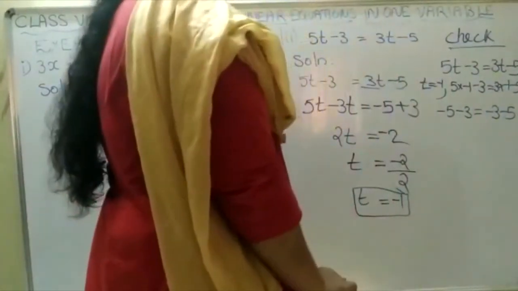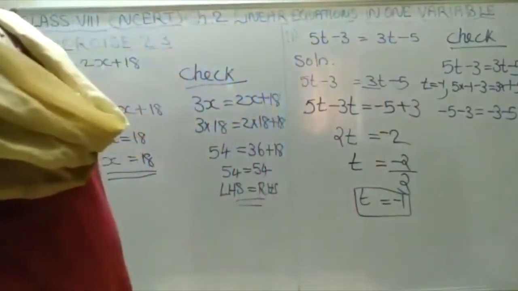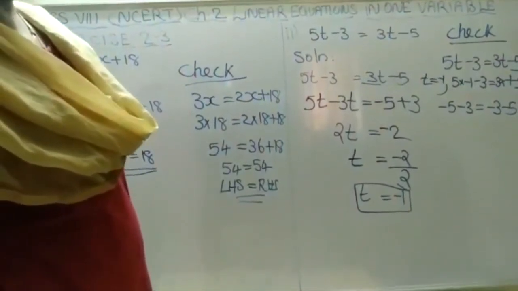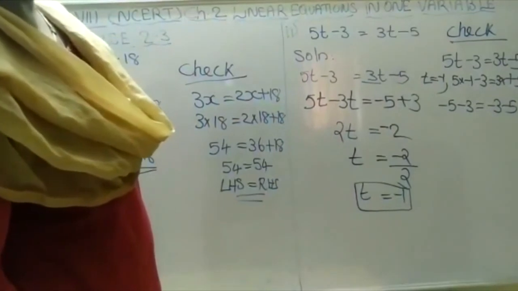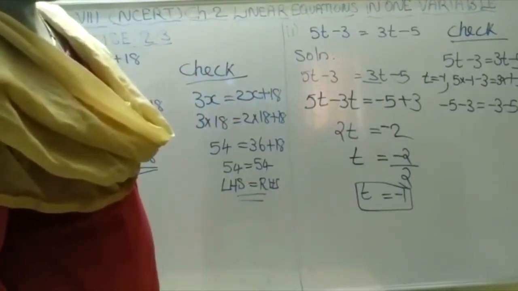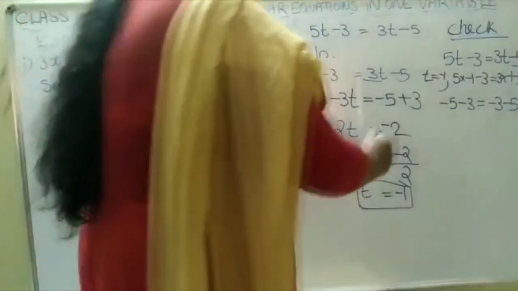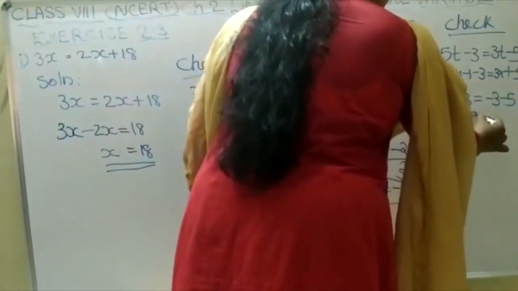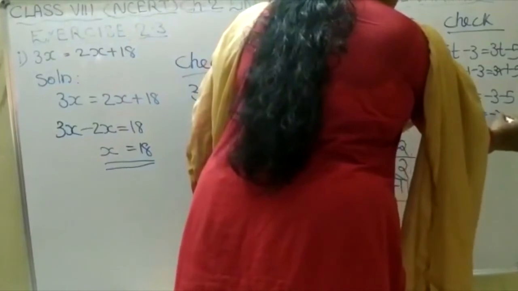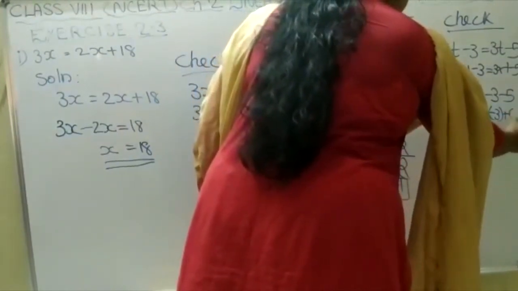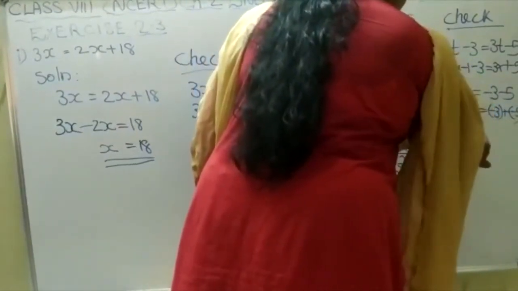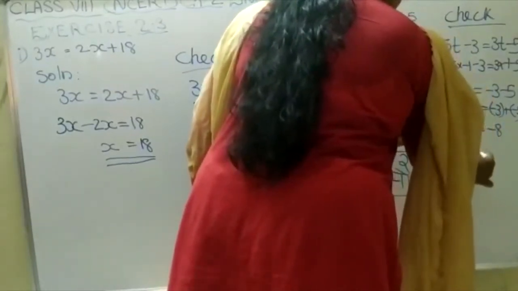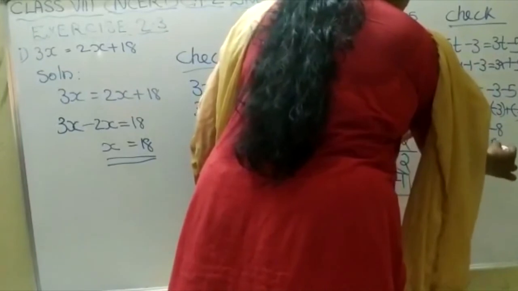Integers having the same sign, we can apply the rule: add the integers and put the same sign. This is minus 5 minus 3, so subtraction means addition. Minus 5 plus minus 3 equal to minus 3 plus minus 5. That is minus 8 equal to minus 8. LHS equal to RHS.